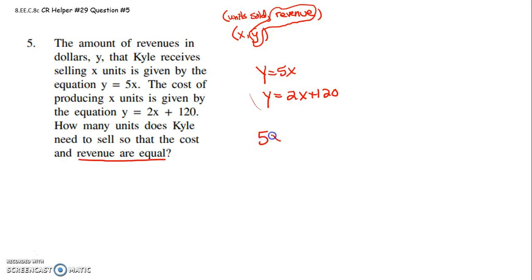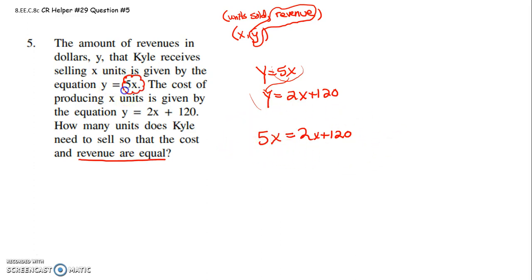You just take 5X in place of Y. So I'm just taking 5X, Y is 5X, and putting it in place of Y in my second equation, which equals 2X plus 120. You just set the two equations equal to each other. Then you'll find out how many units X you have to sell so that the Y's exactly match, your revenue matches. So now I'm just solving this equation for X, so I hope you can see that.